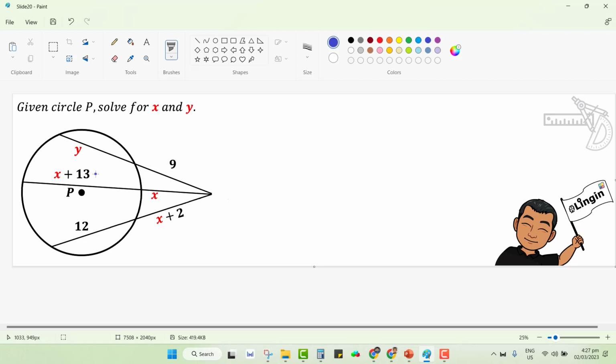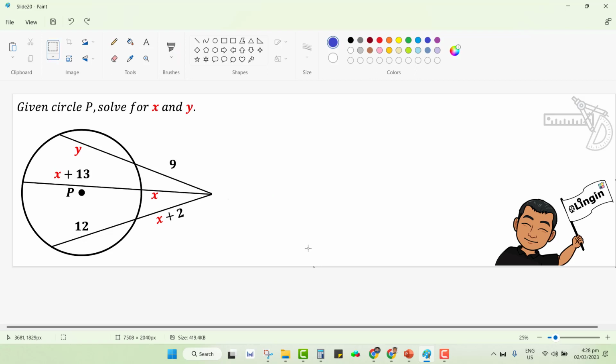represented by x plus 13. After we solve the value of x, we will also share another method for solving the value of y, which is represented by this chord here. All of these 3 segments are considered to be secant segments. Using the secant-secant power theorem, we can solve the measurement of any unknown segments relating to the measurement of the segments cut by the secant and the first point of intersection.